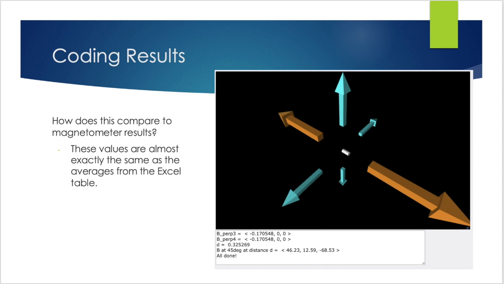The magnitude of magnetic moment here, as I said earlier, at 45 degrees at a distance d is 46.23, 12.59, and negative 68.53. All of these arrows are pointing away from this magnet to show the overall magnetic field.